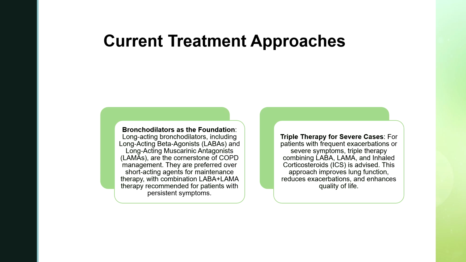And a lot of times they do combinations of both LABAs and LAMAs. These are good for persistent symptoms with patients. Then there are times what we call triple therapy for severe cases. So when you're in stage 3 and stage 4, or GOLD 3 and 4, these patients have severe symptoms. They have frequent exacerbations, so they really need a triple therapy. So they get a mixture of LABAs, LAMAs, and inhaled corticosteroids.